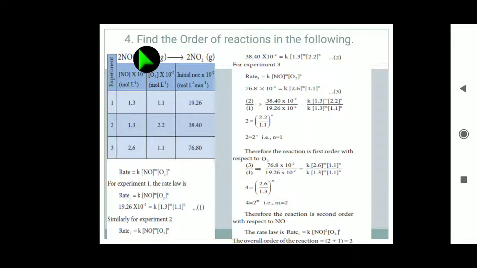Okay. Question number 4. Find the order of reaction in the following. Okay. Here they have given one equation. This is, we have known very well, formation of nitrogen dioxide from nitric oxide. When nitric oxide is oxidized, it gives nitrogen dioxide. Okay. So regarding the table, they have calculated experimentally, and finally they got the order of reaction.